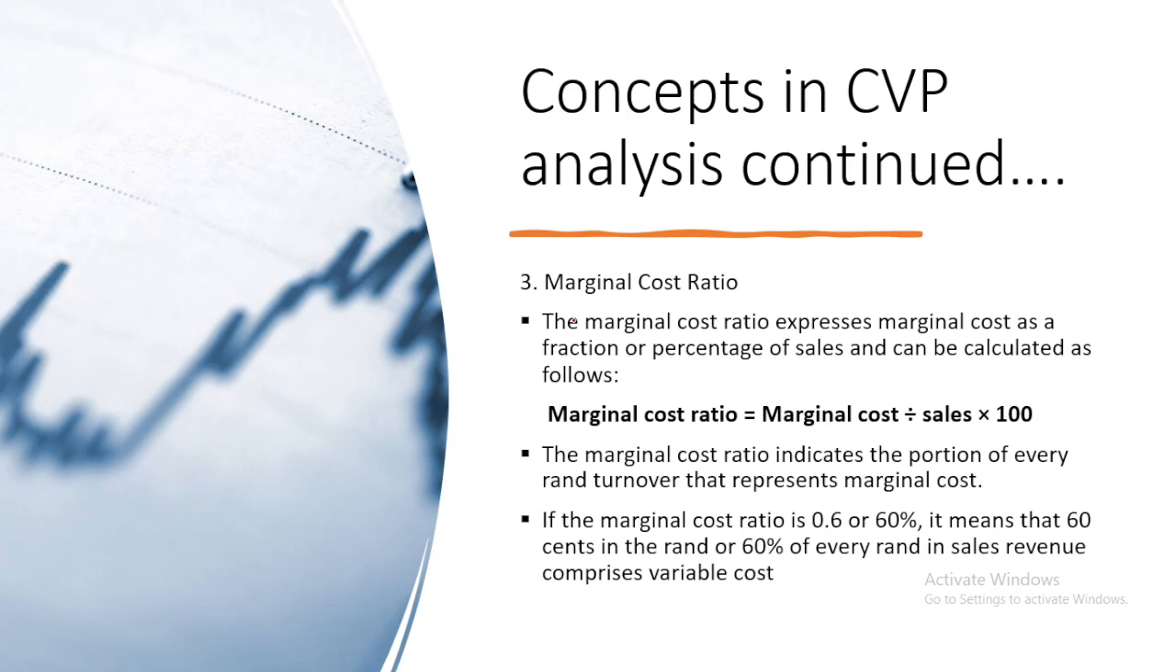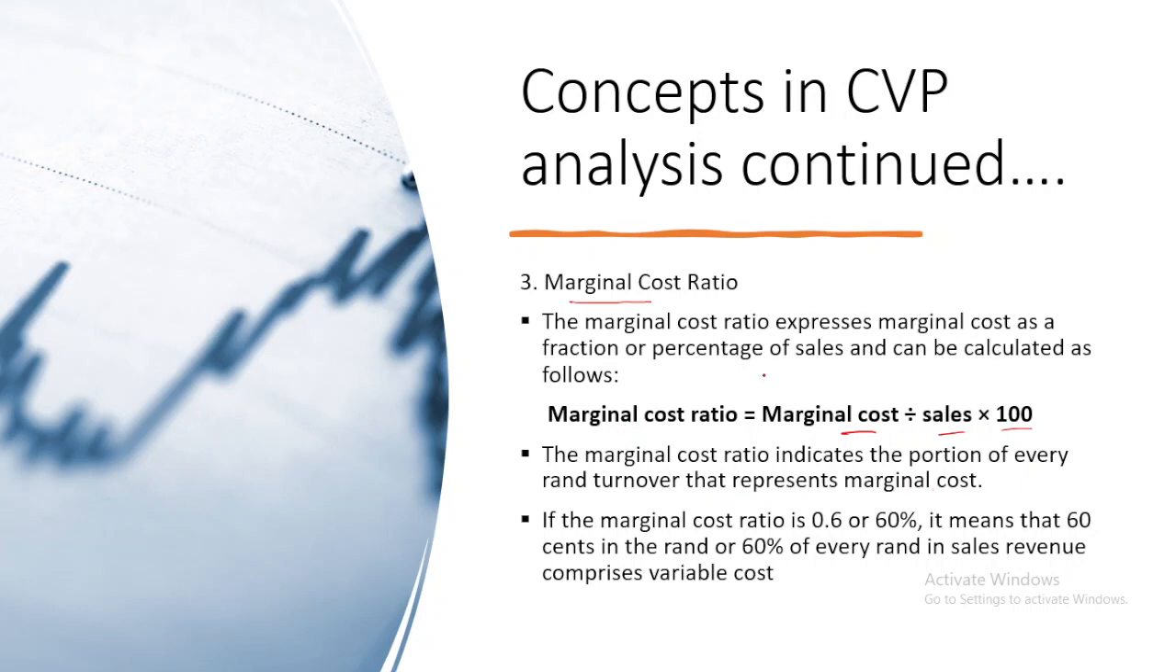And then we also have what we call a marginal cost ratio. Here it says that the marginal cost ratio expresses marginal cost as a fraction or percentage of sales and can be calculated as follows: marginal cost over sales will give you the marginal cost ratio. So the marginal cost ratio indicates the proportion of every rand of turnover that represents marginal cost.